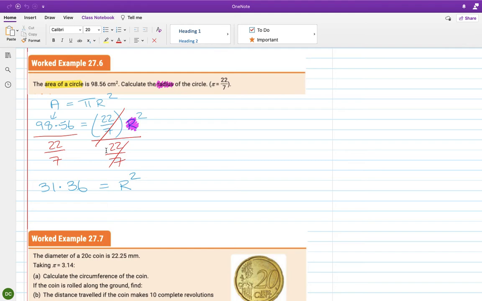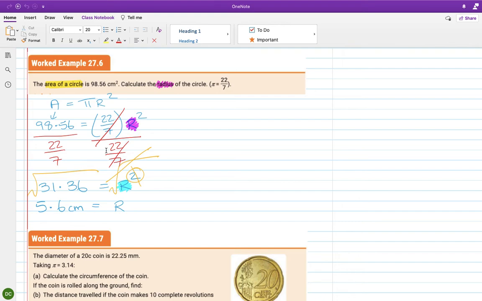Yep, and now again I want to isolate that r, so I need to get rid of the square. I do that with a square root because the square root will cancel the square, but if I square root on the right, I'll have to square root on the left. And when I square root that, I get a radius of 5.6 centimeters. Okay, so again, just using your algebra and the formula.